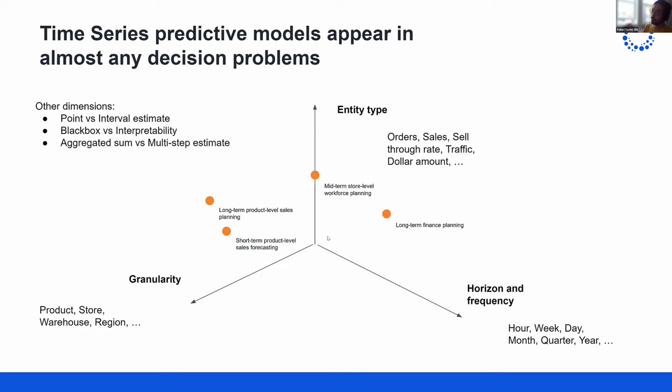If we think about the different characteristics of time series predictive models, there can be different entity types, so different things that you want to forecast. You can forecast orders, sales, sell-through rate, traffic, dollar amount, different types of things. And there is the granularity of your predictions. It can be at product level, store level, warehouse level, region level. It can be different horizons and frequencies. You can have hourly data, daily data, weekly data, monthly data, quarterly data.